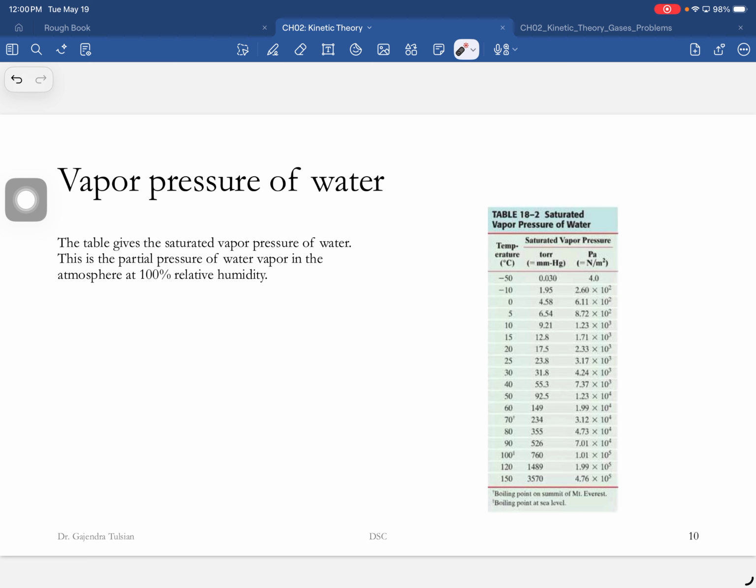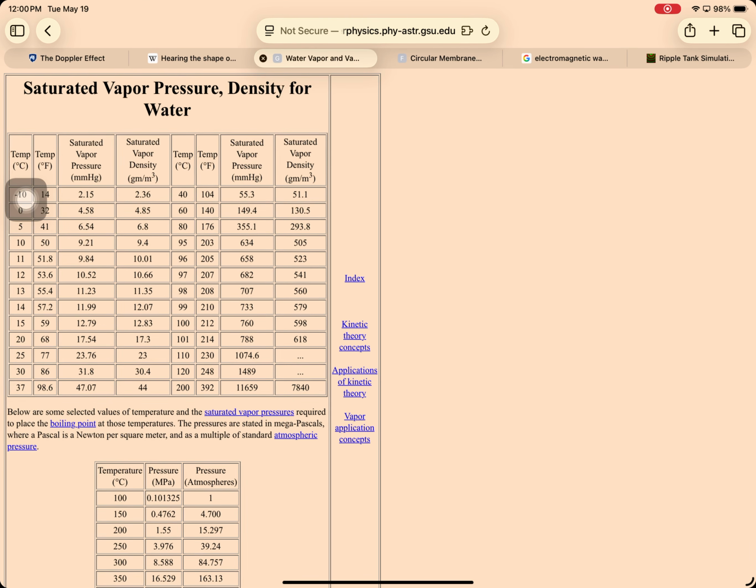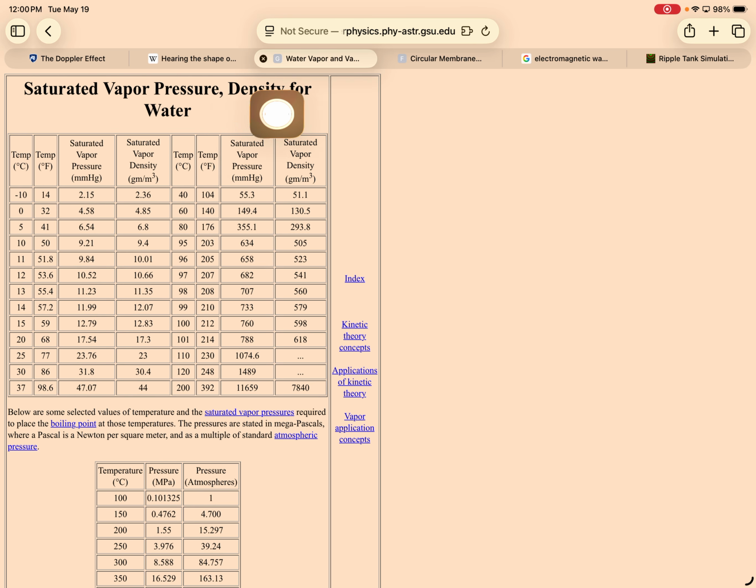There's water vapor in this room. And so there's a vapor pressure, that is, water vapor is exerting a partial pressure. Now it turns out that, let's look at this table. Saturated vapor pressure. This is saturated vapor pressure and density for water. What this table is telling you is, at these temperatures, for this room, the temperature is 20 degrees Celsius, what the saturated vapor density is. What do you think that means, saturated vapor density?